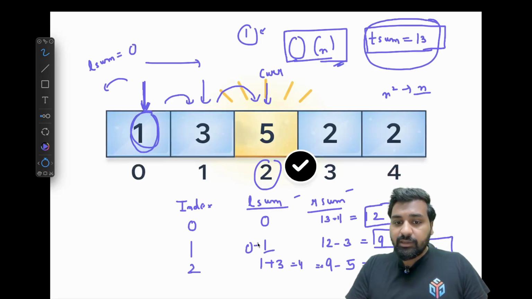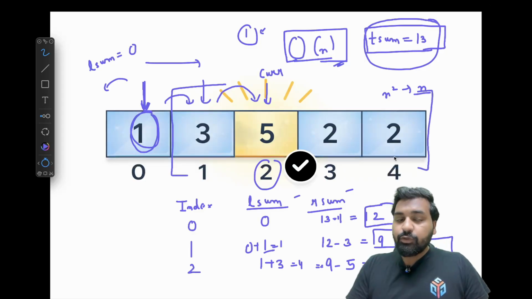So 0 plus 1 is going to be 1. And when we are at this index, understand this. So from 3 to 2, we know the sum. It is the right sum of 1, right? It is already in the right sum, right?